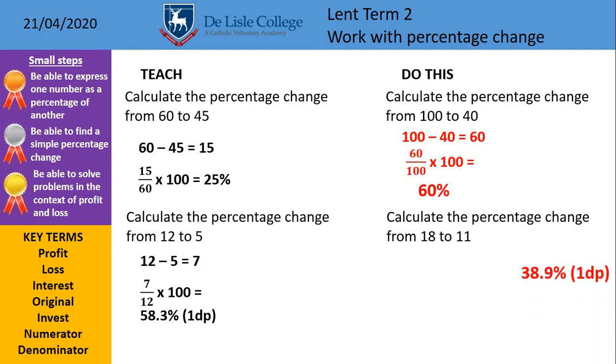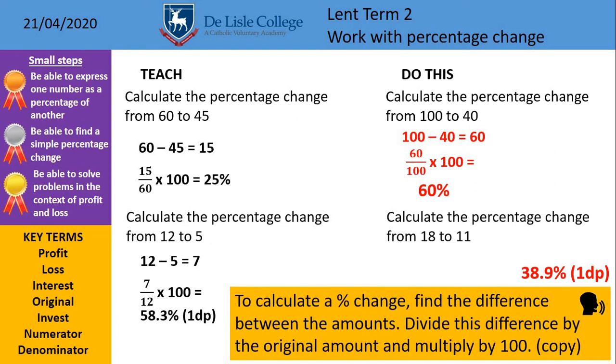So to do this question, we would do 18 subtract 11 to give us 7. Then we would do 7 over 18, 7/18, multiply it by 100, and hopefully you got 38.9% to one decimal place. So just to recap again, to calculate a percentage change, we find the difference between the amounts, we divide this difference by the original amount and multiply by 100. Please make sure you've copied this down in your exercise book from the previous 2 slides.